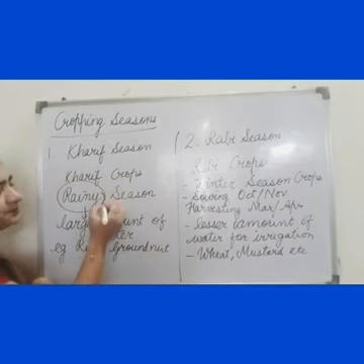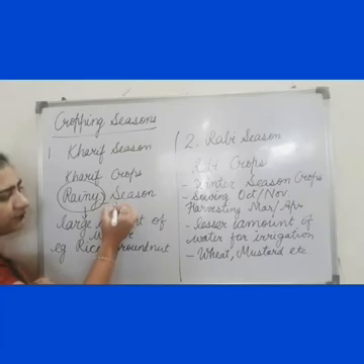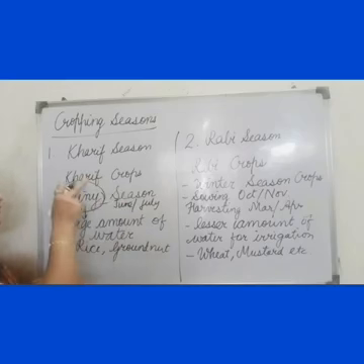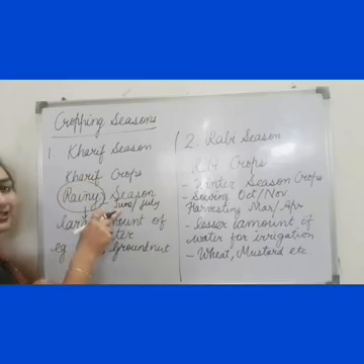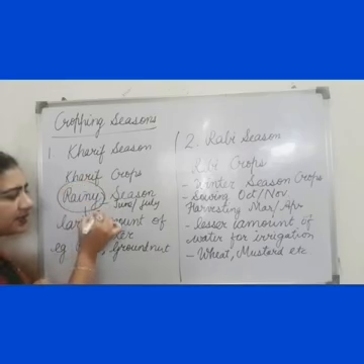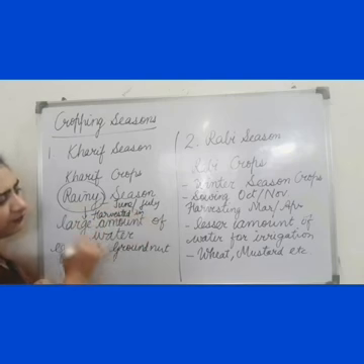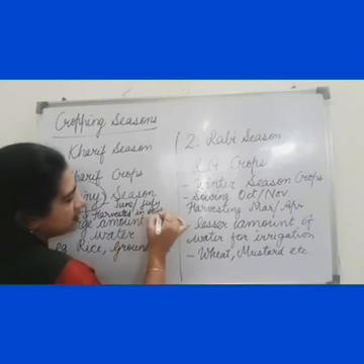Our rainy season starts from the month of June, July. So the sowing of Kharif crops is done in June, July and they are harvested in the months of August, September.